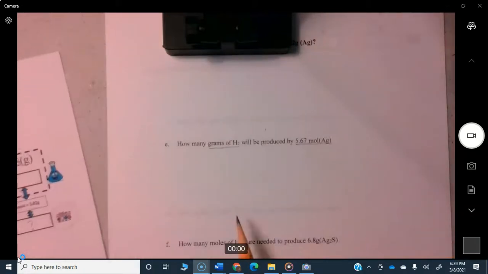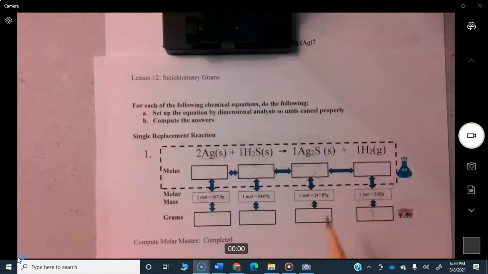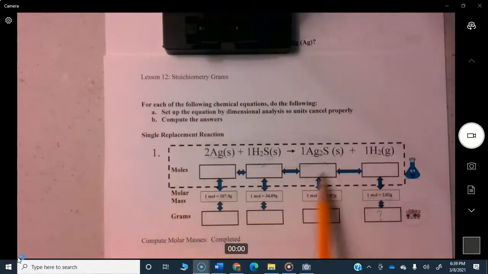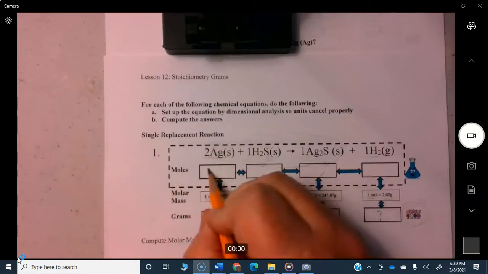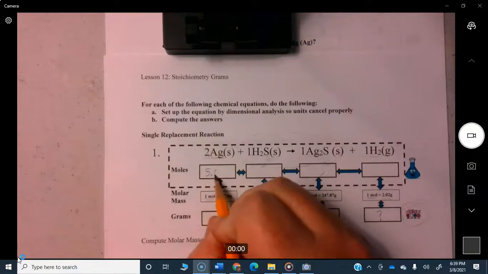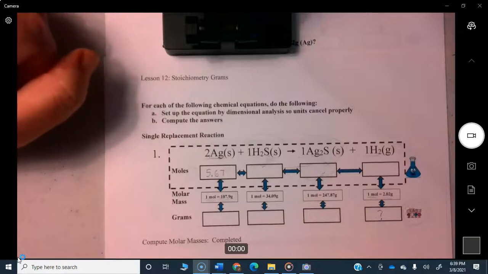And then the rest of the question says will be produced by 5.67 moles of Ag, of silver. So here's moles. This is the moles row right here. And we're in the silver. We're interested in silver, so that's going to be the 5.67. So what we need to do is get from what we know to what we're trying to find out.